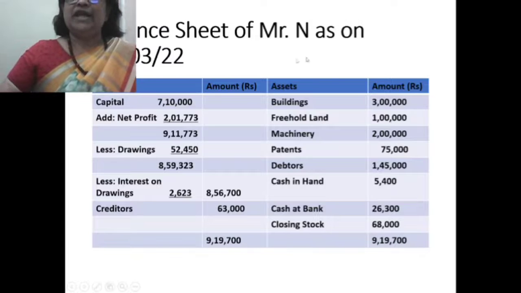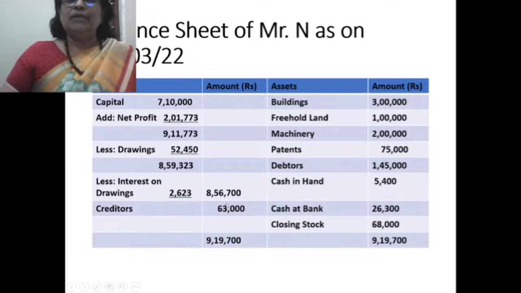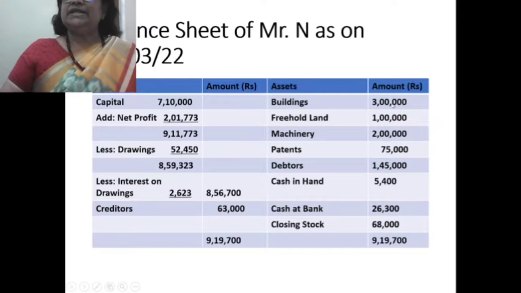Now you have to prepare the balance sheet. Balance sheet of Mr. N as on 31/3/22. Capital 7,10,000 and net profit 2,01,773. Total 9,11,773. Less drawings 52,450, so you will get 8,59,323. Less interest on drawings 2,623. Outer column 8,56,700. Creditors 63,000.